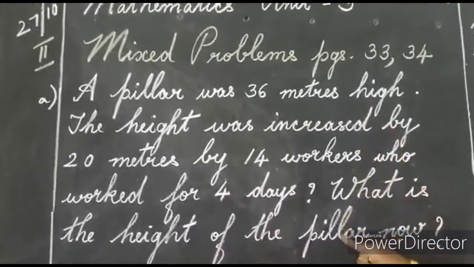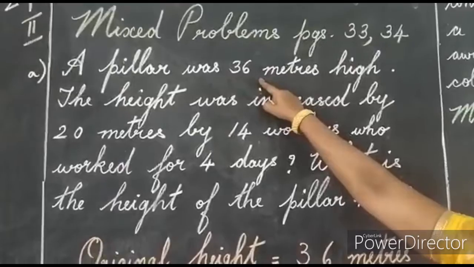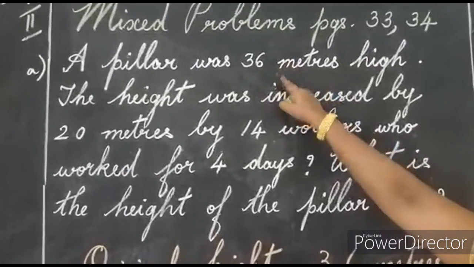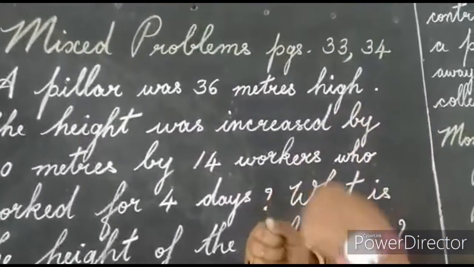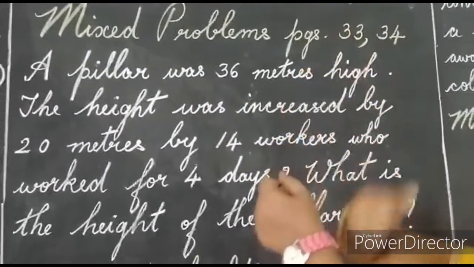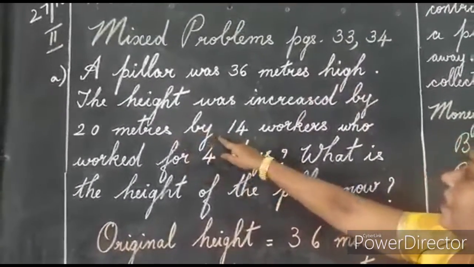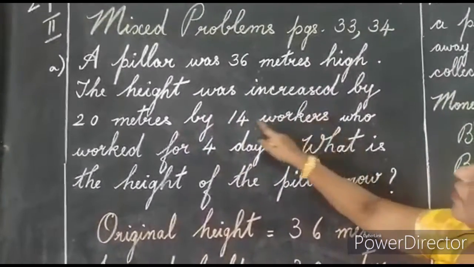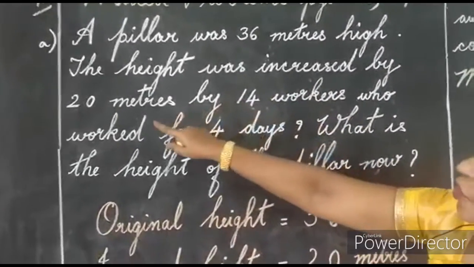In this question, the height of the pillar was first 36 meters. After that, the height was increased. Increased means constructed higher, taller. The pillar was fixed up more taller. So 20 meters by 14 workers. You need not bother about these 14 workers. The height increased, you should check.